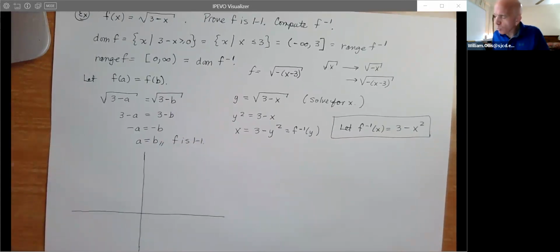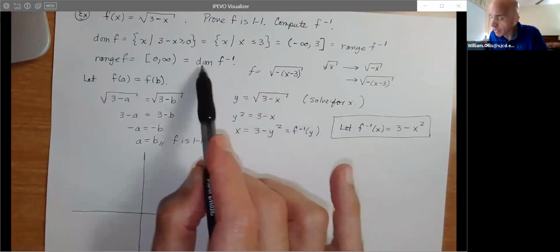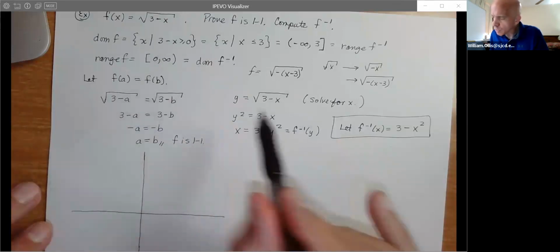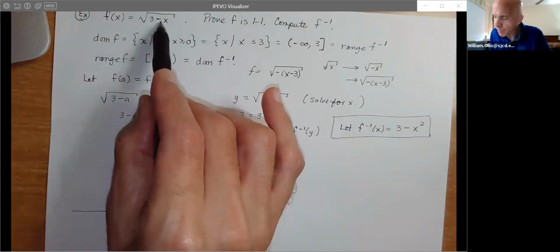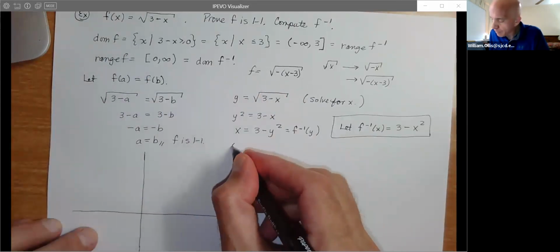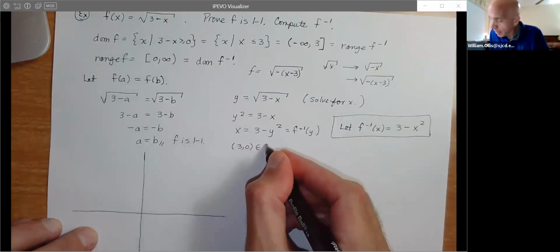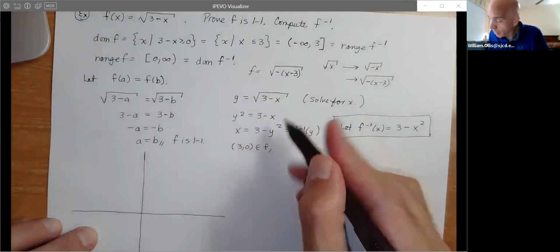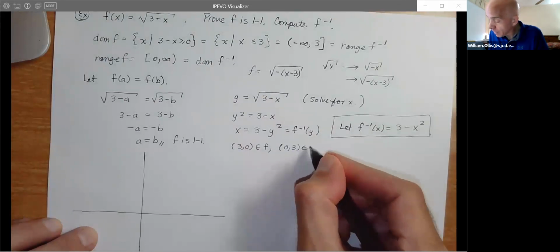So what we can do in this particular case is think, okay, if the domain of f inverse is 0 to infinity, that's going to help us out. Let's first get some cheap points here. Notice if we input 3, we get 0. So we'll say (3, 0) is an element of f just by looking at that, and then of course (0, 3) would be an element of f inverse.